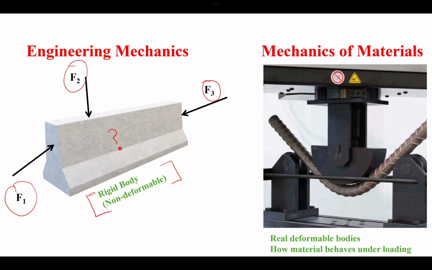The body gets impacted by the applied forces, so its shape changes. It either deforms in a certain way or it breaks, so it gets a failure, or it is only deformed in a certain way. That is our realistic deformable body that we are going to talk about in the mechanics of materials course. We are going to talk about how the material behaves under certain loading. This is the difference between statics and mechanics of materials.